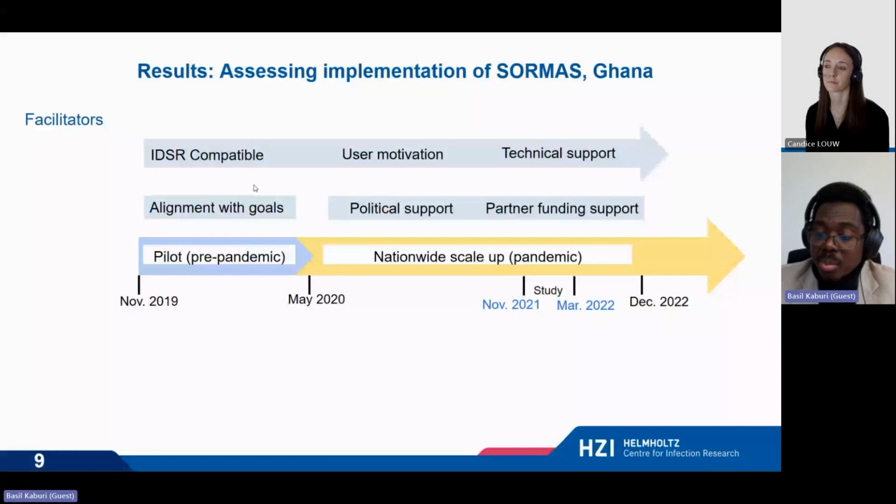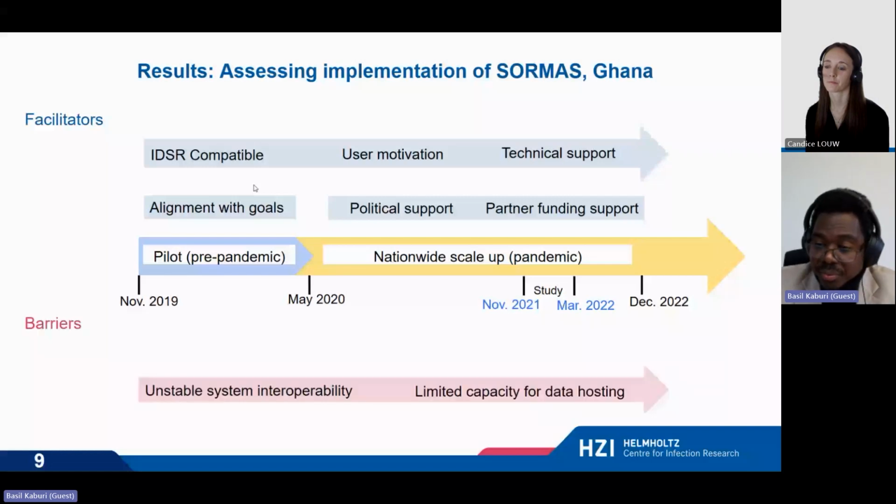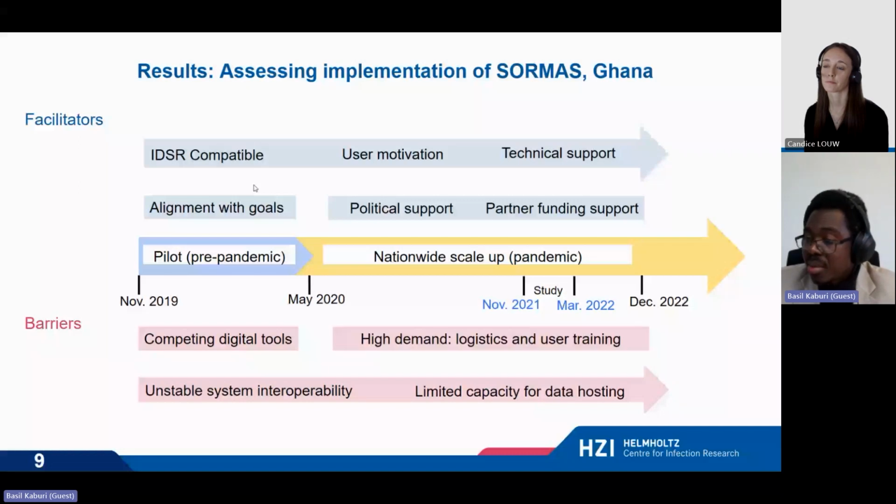For the barriers in the entire period, there is unstable system interoperability and the limited capacity for data hosting that are still a bit persistent, but efforts are also relentless in addressing this. And for the pilot period, competing digital tools was a barrier, which is now very limited because everybody is using SORMAS for the routine surveillance. And the high demand for logistics and user training were those that showed up during the pandemic as barriers.